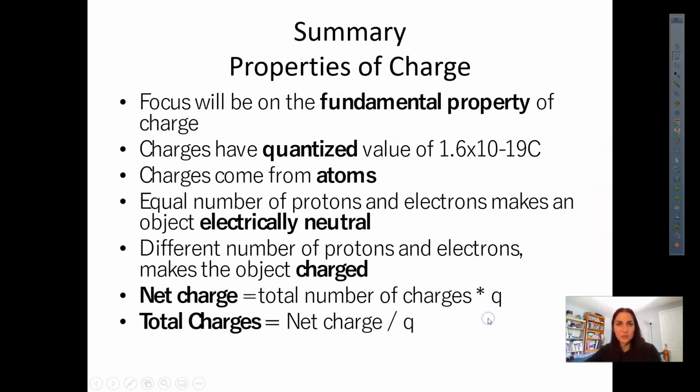So the focus of this part of the course will be on the fundamental property of charge. Charges are quantized, which means this value never changes. Charges come from atoms. Usually they're not floating around in space, although they can. When you have an equal amount of protons and electrons, that's electrically neutral. And when you have different numbers of protons and electrons, that becomes charged. To find the net charge, we multiply by Q, and to find the total number of charges, we divide by Q.